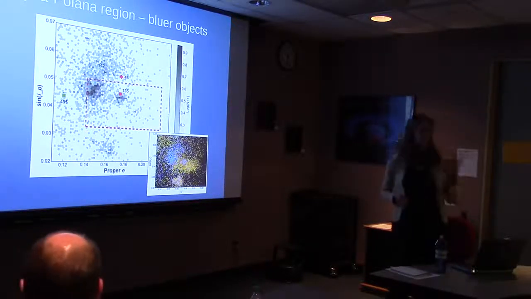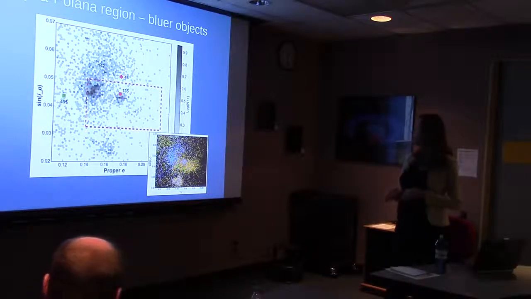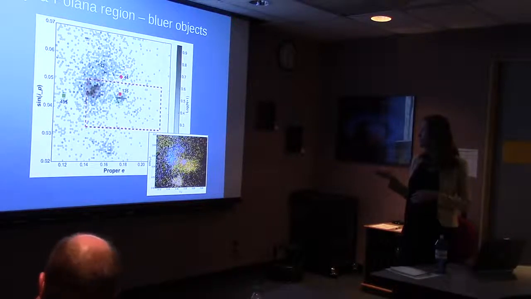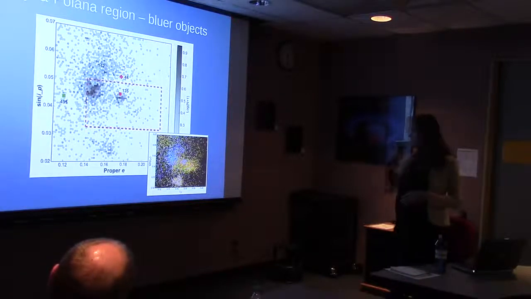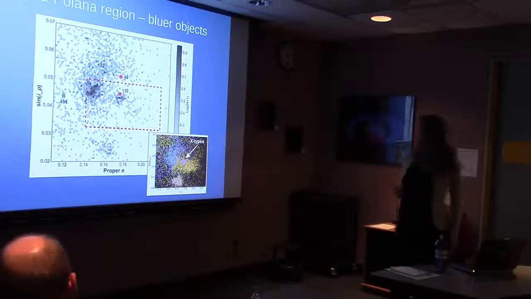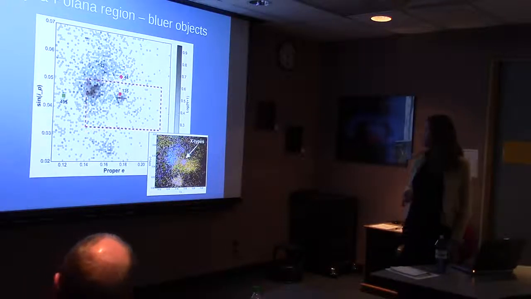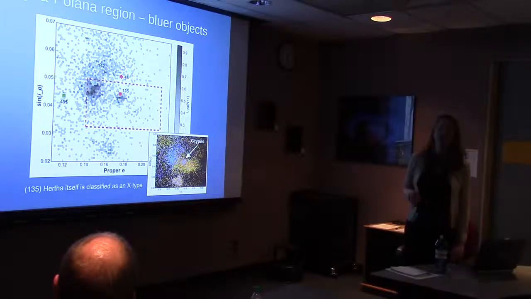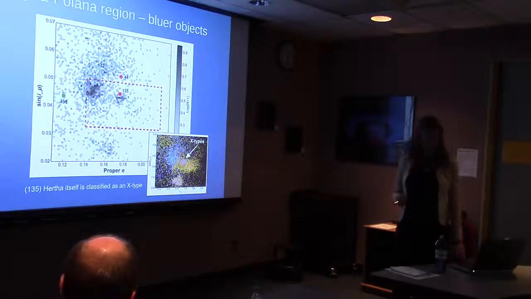Now, when we study the bluer objects, we're leaving the red objects behind, going to the bluer objects in the region. Right away, we can see we've removed the large Hertha family, but there's a little leftover component, which you can actually sort of start to see as a purple blob in this plot here. And that's interesting because these objects are X-types. They're right in between the C and the S-type in the color scheme. And that's important because Hertha itself is classified as an X-type. So these are likely related to object 135 Hertha.